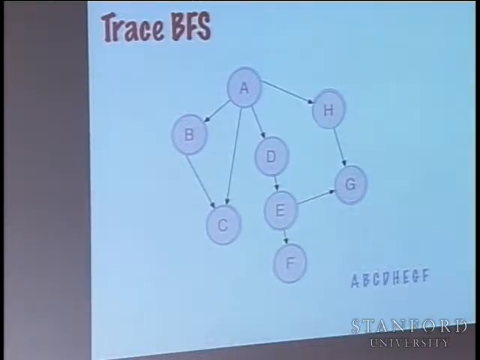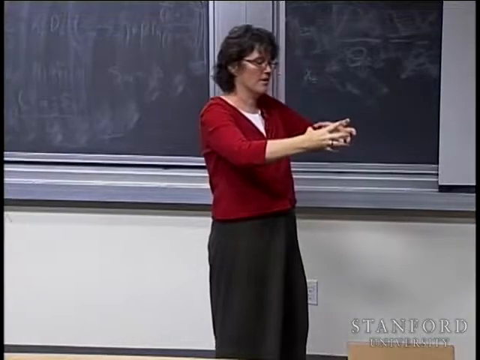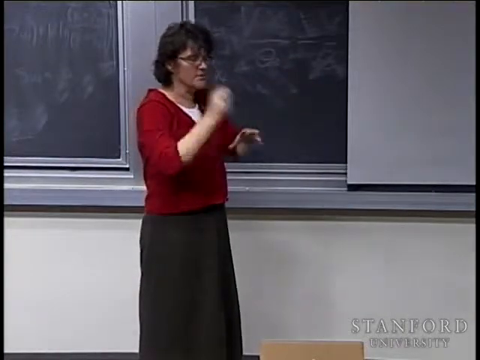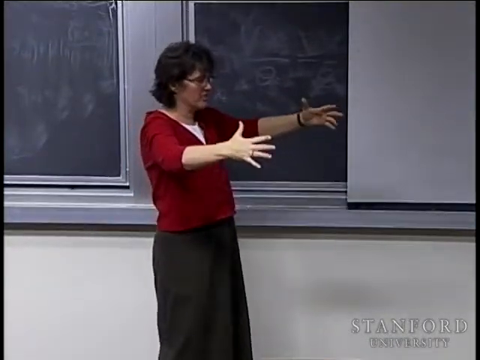So this one's working radially. The idea is that I'm looking at all the things that I can get to in 1 hop as my first generation, then 2 hops, then 3 hops. And so it's like throwing a stone into water and watching it ripple out.